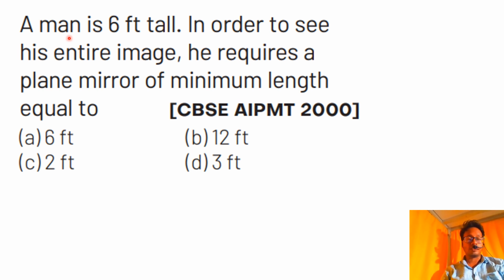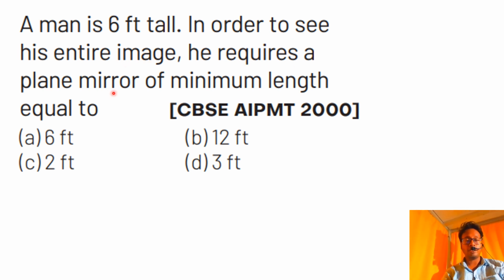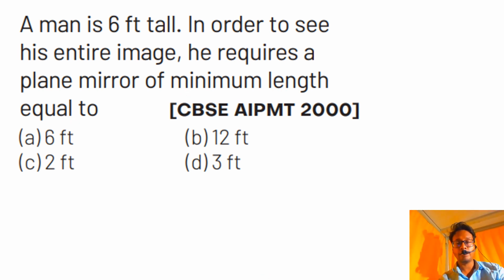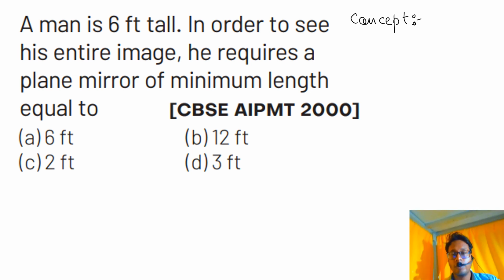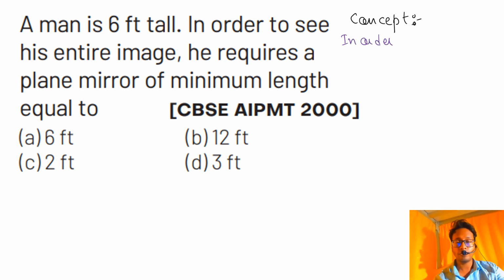Let's see this question. A man is 6 feet tall. In order to see his entire image, he requires a plane mirror of minimum length equal to what? Acha. The concept behind this type of problem is, in order to see his full image, let's first draw the diagram.